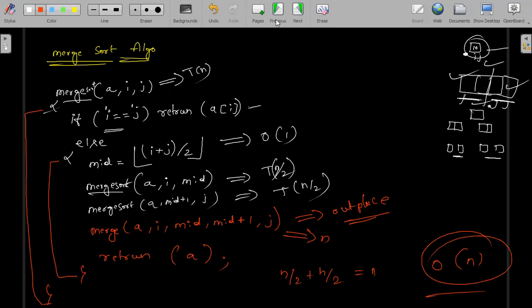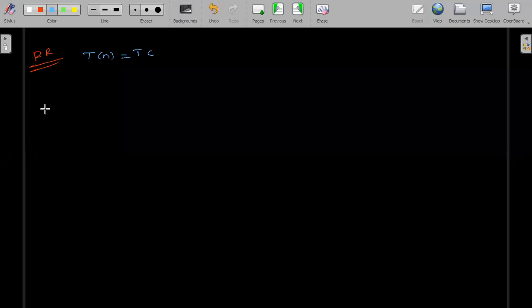Okay, one more last thing I am going to tell you: how to find a recurrence relation. Everybody observe here, I am writing the recurrence relation. T of n is equal to the time complexity. Here, for how many elements? For n elements.